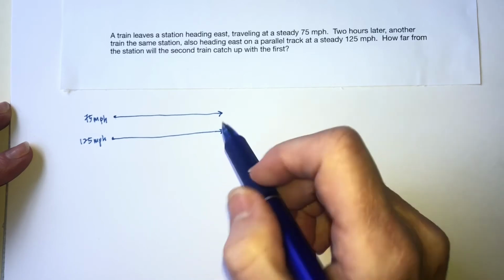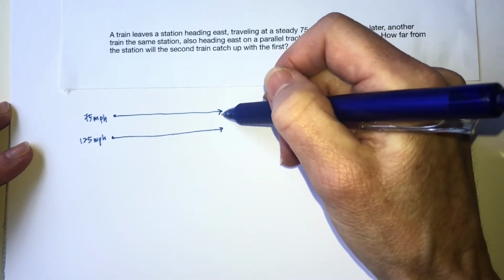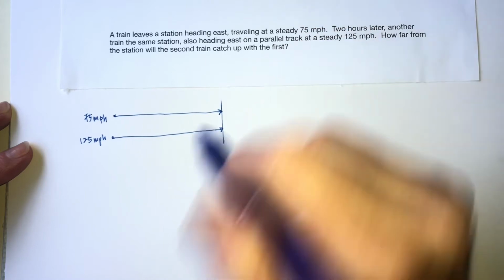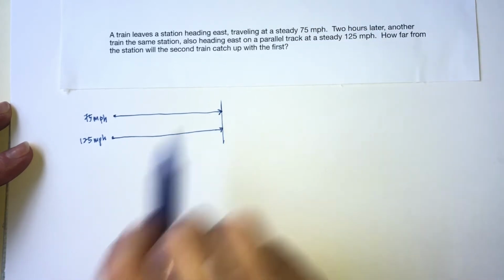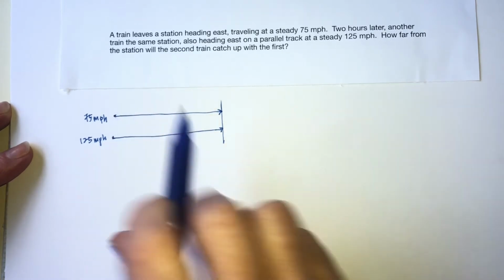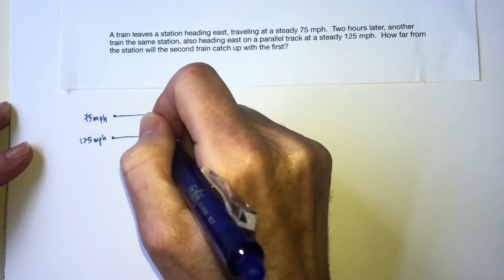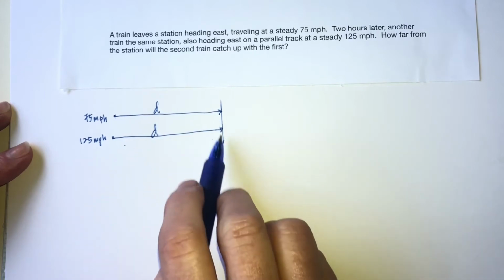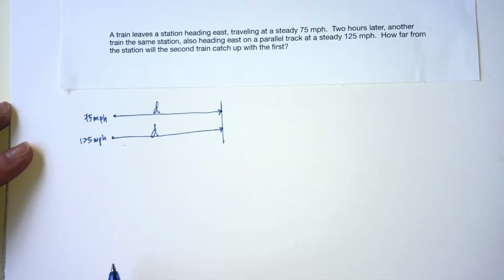All right, so the reason I've ended these at basically the same point is I'm interested in when this train will be catching up with the first train. And that is what we're really going to try to find out, what's this D? How far will they have gone from the station when they're both at the same point?